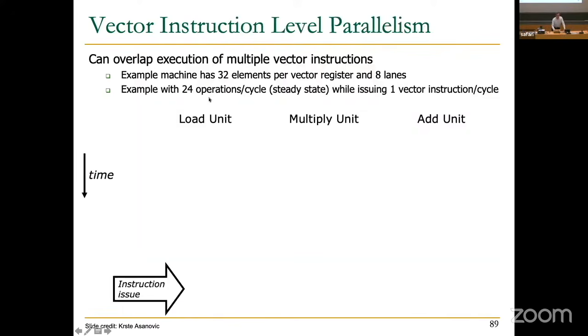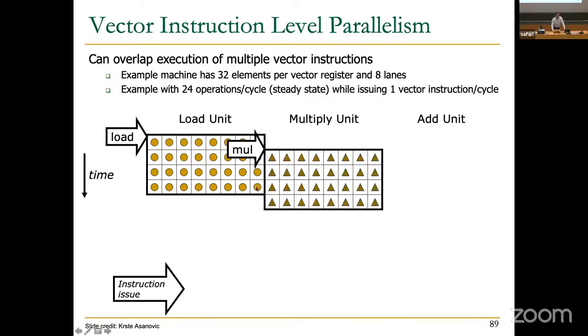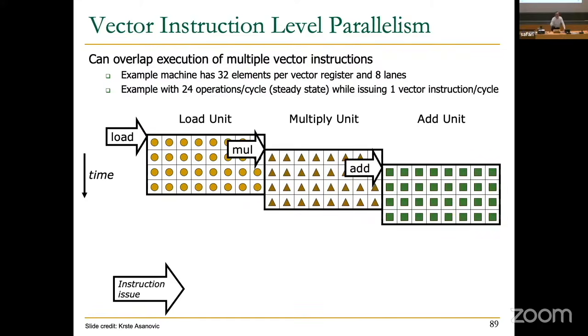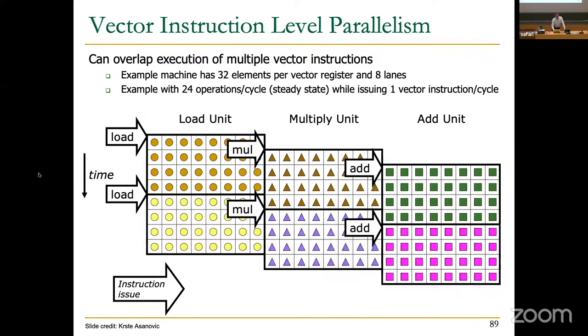So let's take a look at an example over here. You can overlap the execution of multiple vector instructions. We have an example machine that has 32 elements per vector register and 8 lanes. We're going to look at how you do the load units. With 8 lanes, in the first cycle you send 8 elements. In the next cycle, the next 8 elements. In the next cycle, the next ones. Then you can start to multiply concurrently, and then you can start the add in the next cycle. If you look at this, the instruction level parallelism you get in the steady state is 24 operations per cycle, while you issue 1 vector instruction per cycle. So this is quite good, if you will.